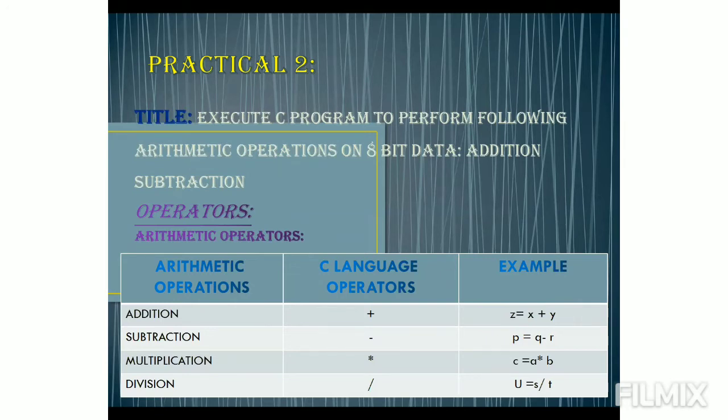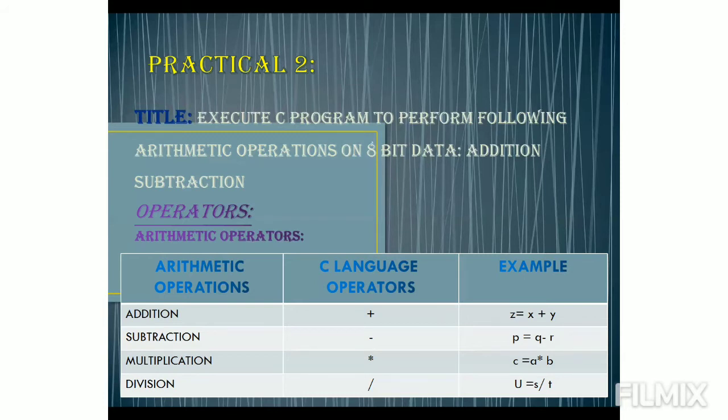The aim of the practical is to execute a C program to perform the following arithmetic operations on 8-bit data: addition and subtraction. In this practical, we are going to perform two arithmetic operations. First one is addition and the second one is subtraction. For this purpose, we have to use the following arithmetic operators.